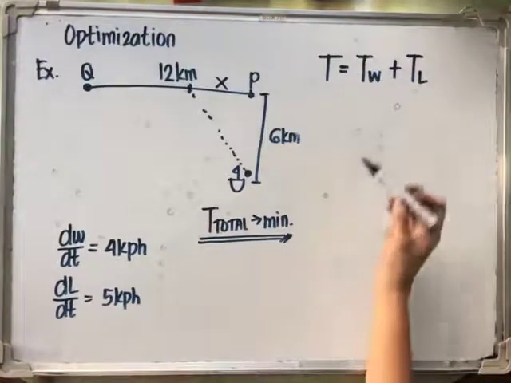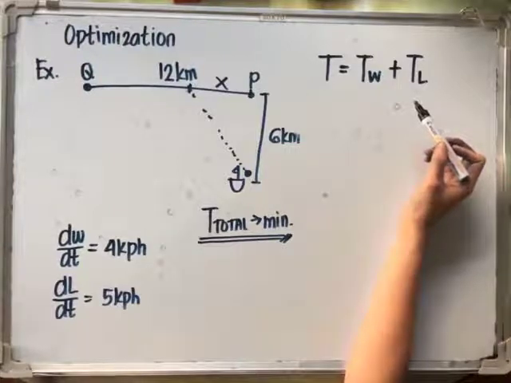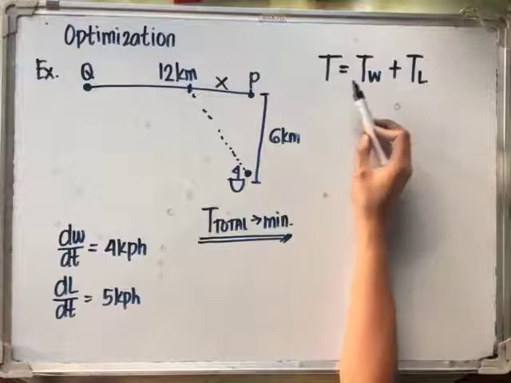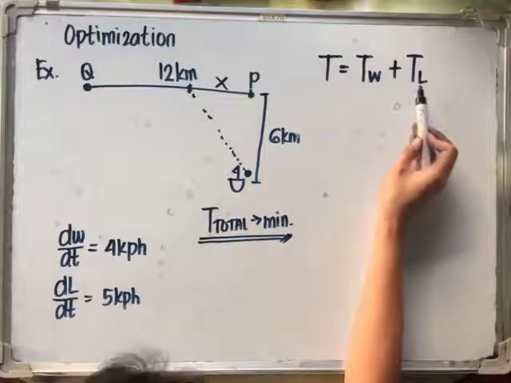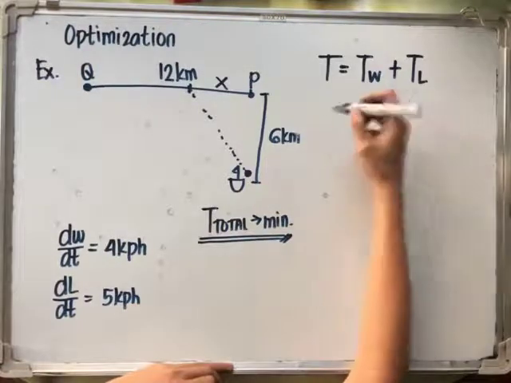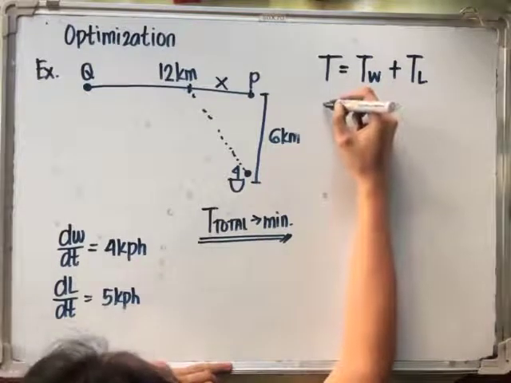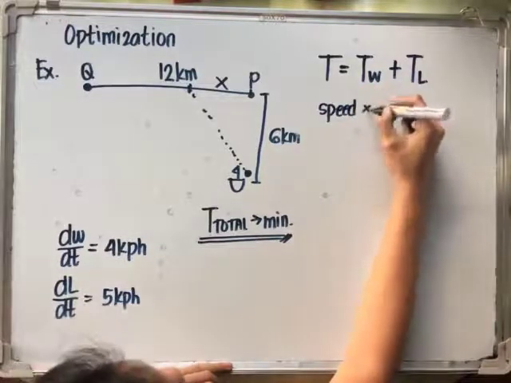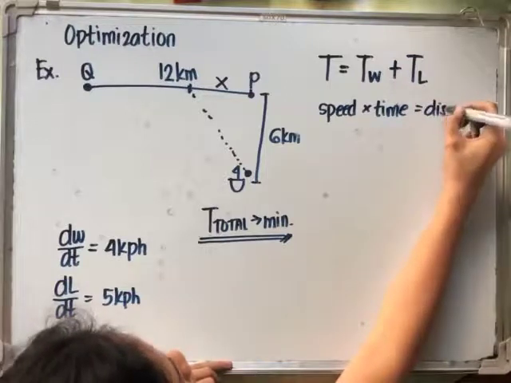Okay, again, our first step is to establish our equation to be minimized or maximized. That's the total time to be traveled. So that is the sum of the total time in water plus the total time traveled on land. Okay, so how do we get that? Back to our motion equation, which is rate or the speed times the time is equal to distance.